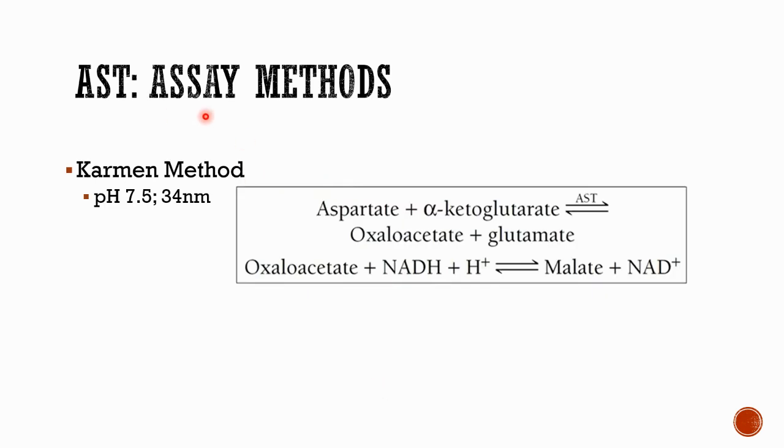So we use Karman method for its detection. It utilizes a pH of 7.5 at 340 nanometer.